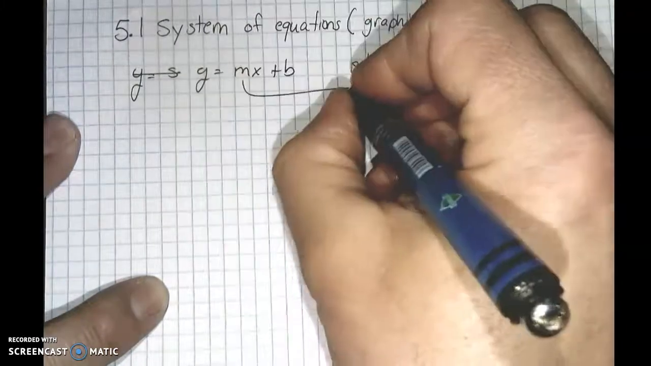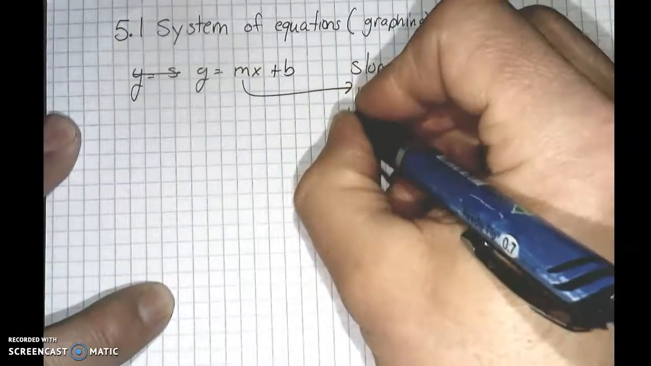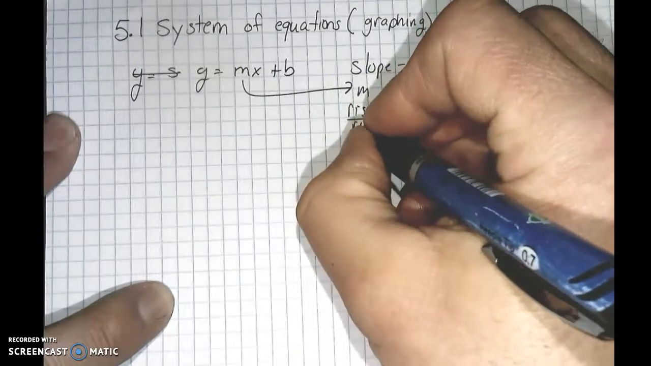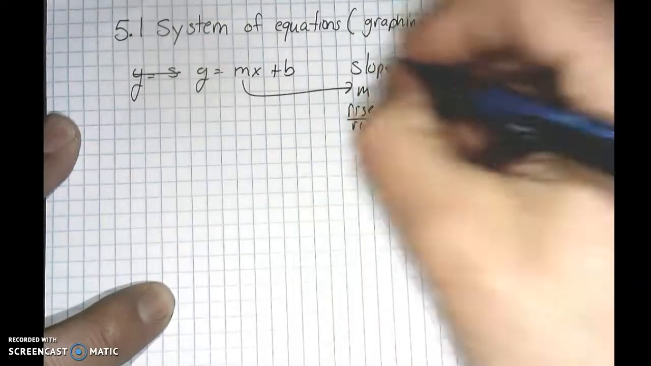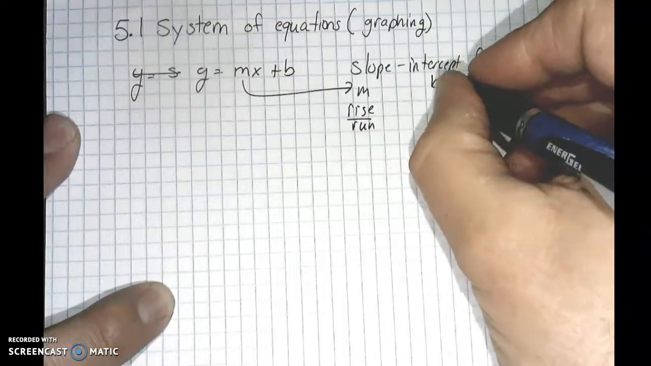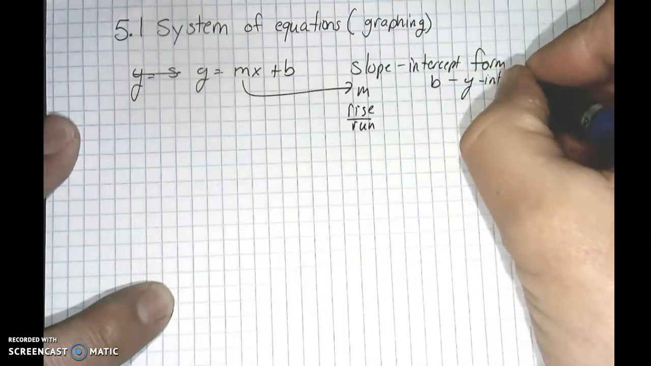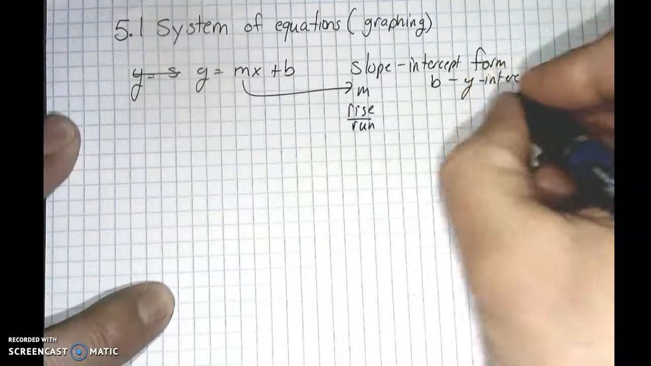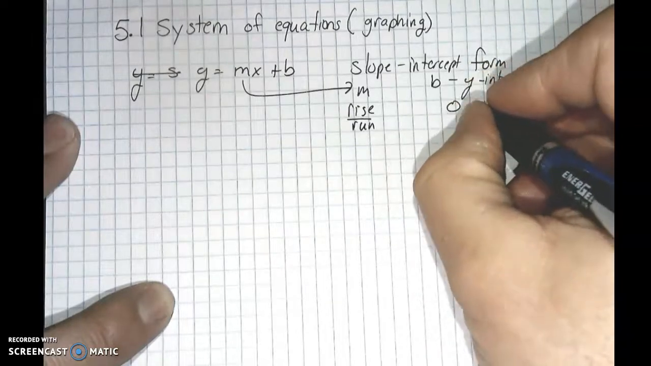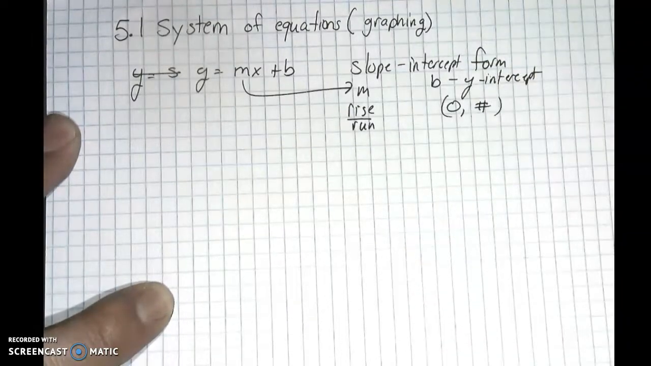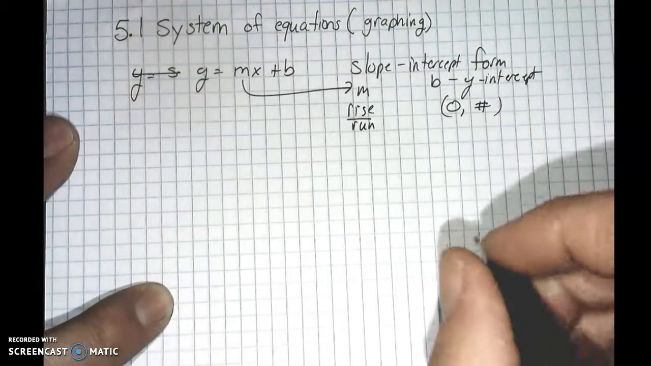M is our slope, and remember we're going to count it as rise over run, and the b is our y-intercept. It's where we cross the y-axis, so it's going to be 0 and a number. So that number can be positive or it can be negative, okay?